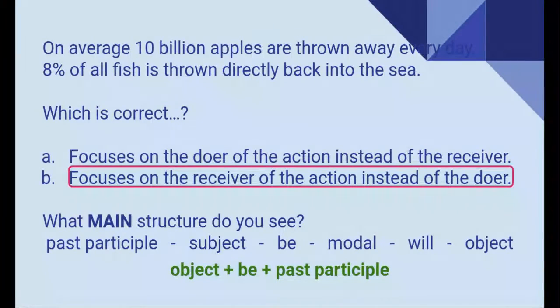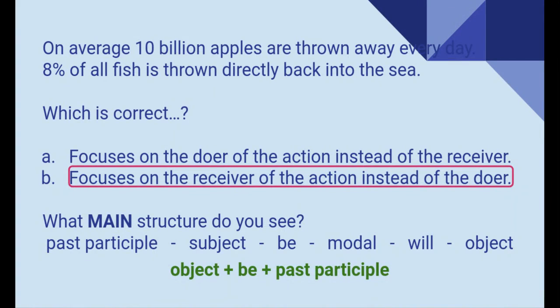Now, it's important here that we notice that the verb to be is the one that is going to be changing. If we have a sentence in simple present, then verb to be is going to be in simple present, like here, are thrown, is thrown. But if we were talking about something that happened in the past, we would use was or were. So what is going to be changing is the verb to be. Okay?